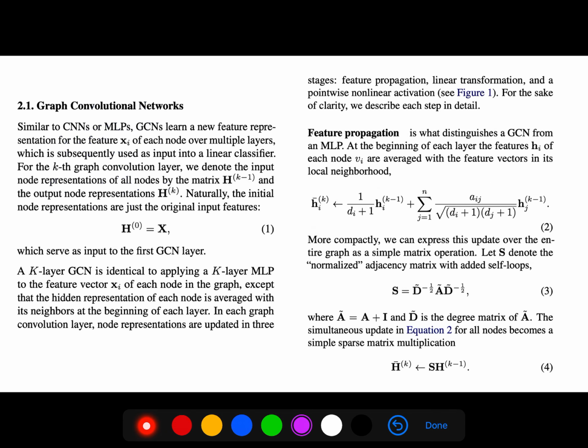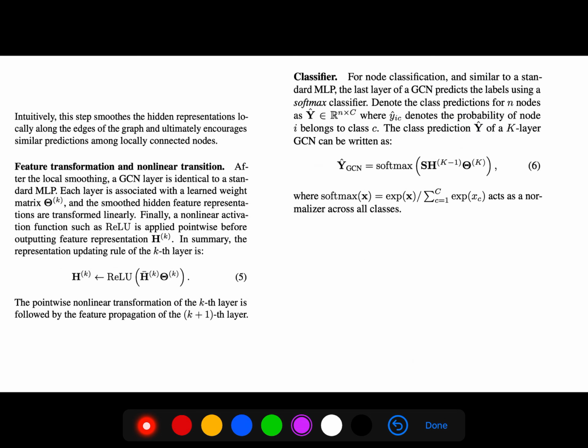So you know about feature propagation in graph convolutional networks. But the simultaneous update here for all nodes becomes a simple sparse matrix multiplication. So they are very equivalent. Then we have feature transformation and nonlinear transition, that after the local smoothing at the GCN layer, you know all of these things. Then you give it to the classifier.